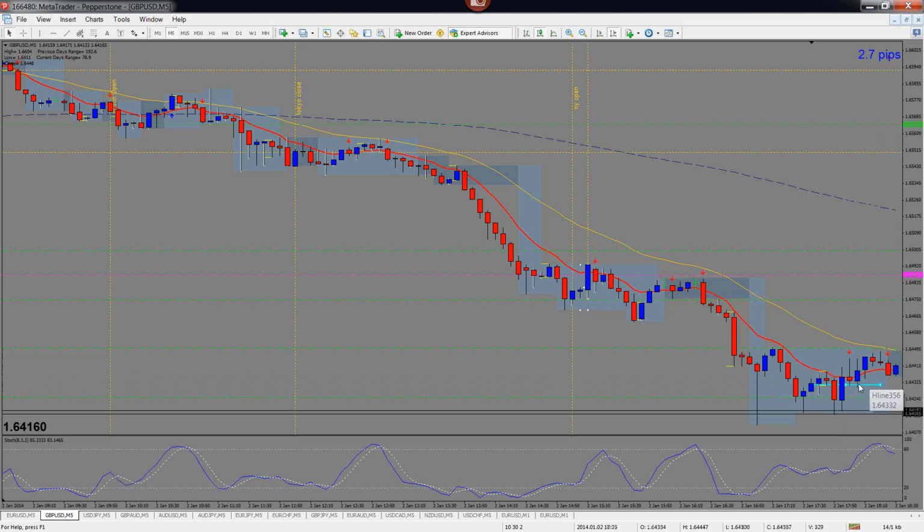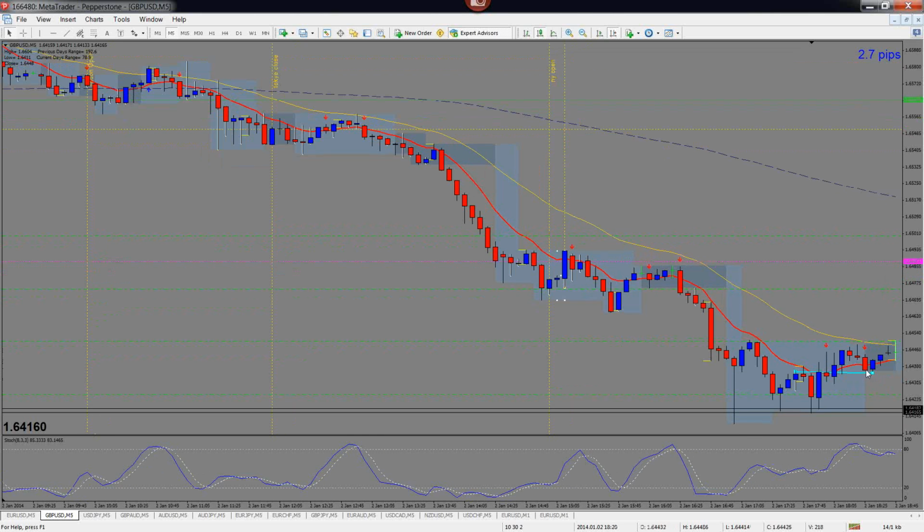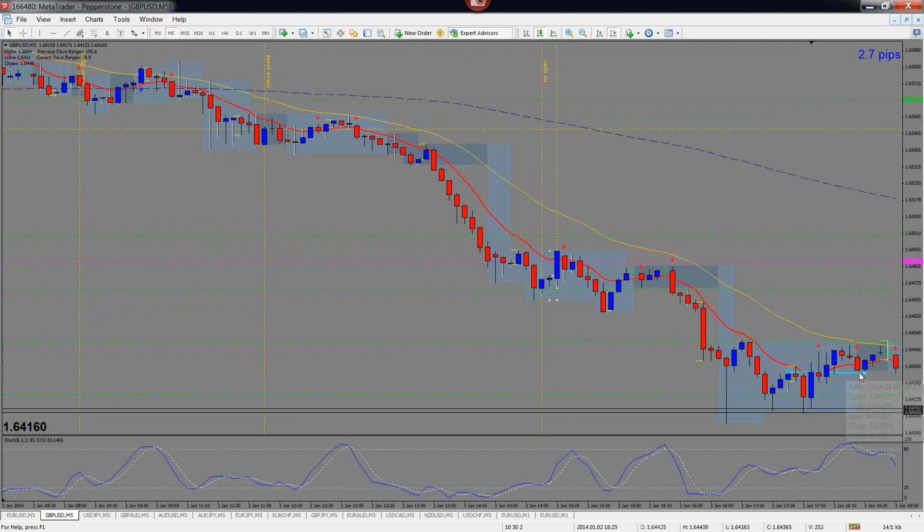Stochastics is in agreement with it. It's curling down. The MAs are getting a little tighter together, but this one's pointing to 4 o'clock. This one's starting to swing down from what I see a little bit. So I'm gonna mark that as a potential trade. It didn't break. It didn't break. It's a no trade.